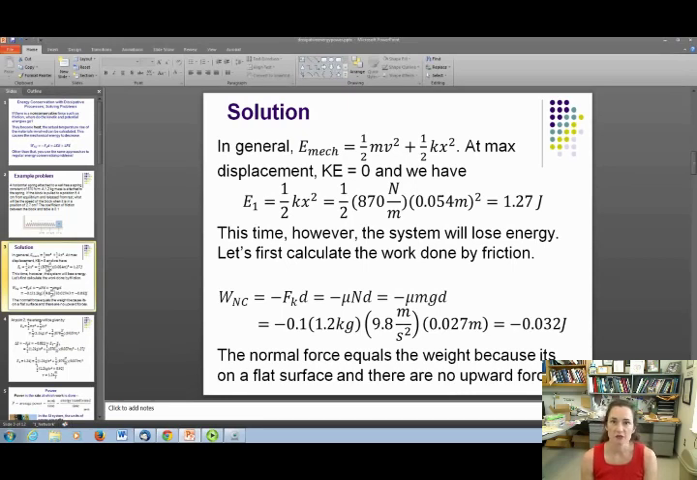If I plug in the numbers for that, I get minus 0.1 times 1.2 kilograms times 9.8 meters per second squared times 0.027 meters, which is the distance that it moves through when going from 5.4 centimeters to 2.7 centimeters. And that gives me a work done by friction of negative 0.032 joules.